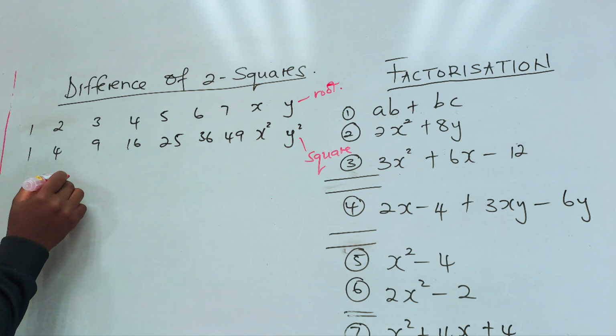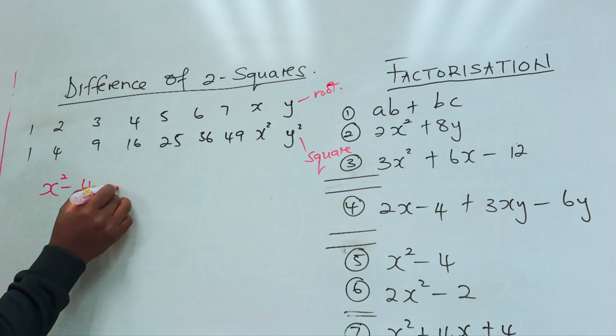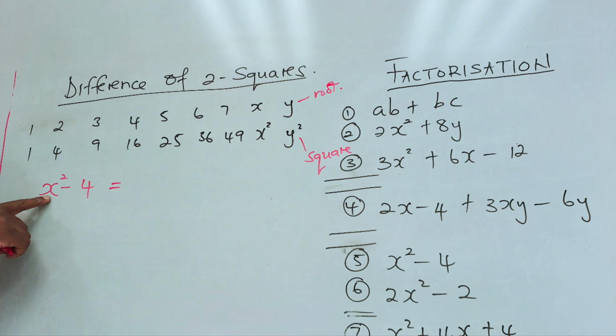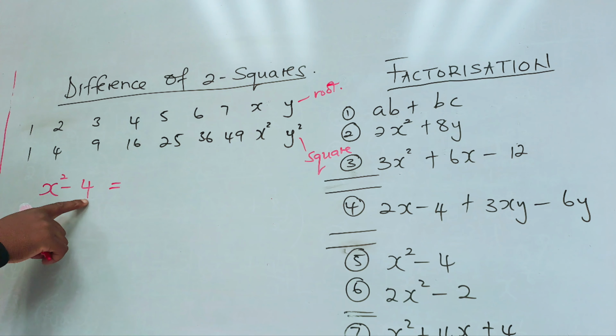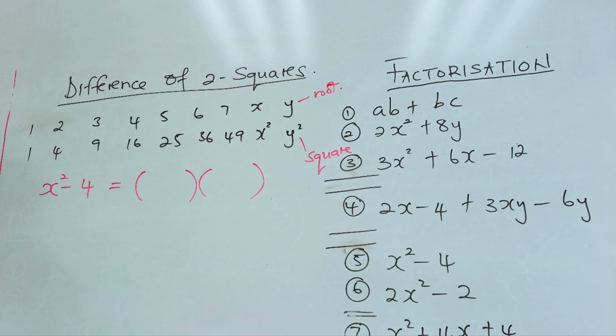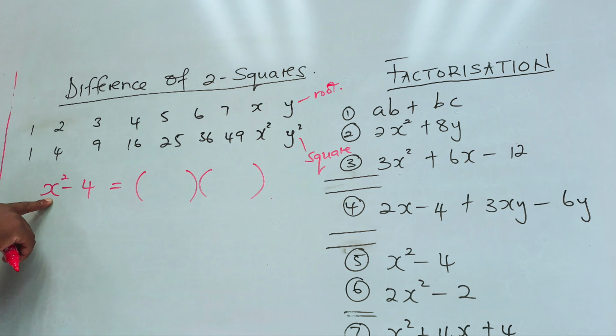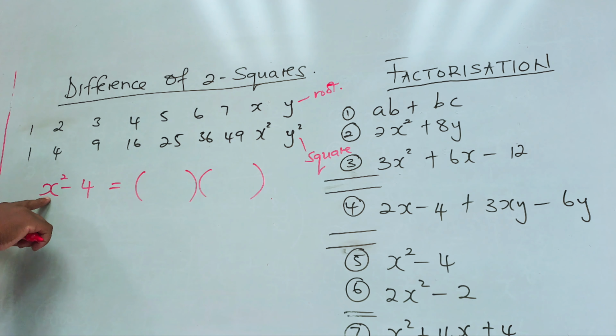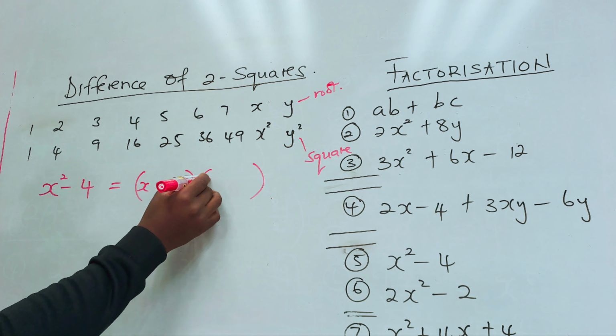X squared minus 4. So as you can see, x squared is a square number, 4 is a square number. So what you do, you open your two brackets. Then you find the root of x squared, which is x and x.